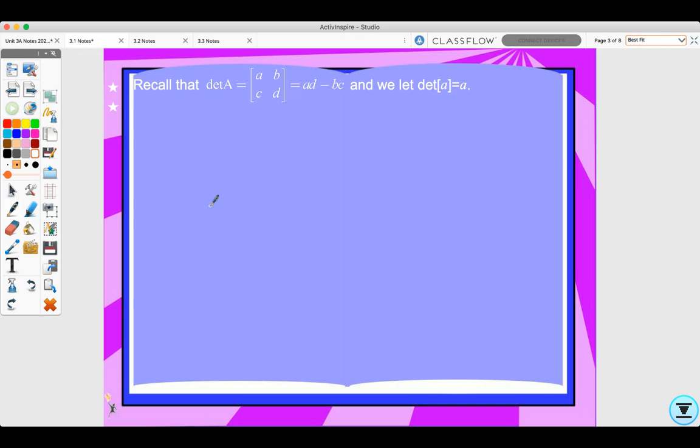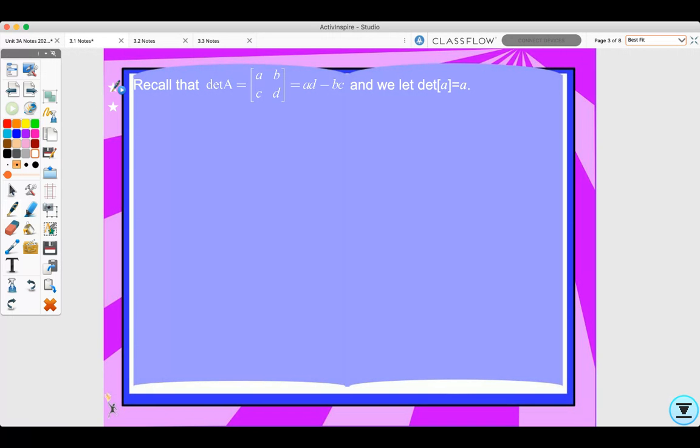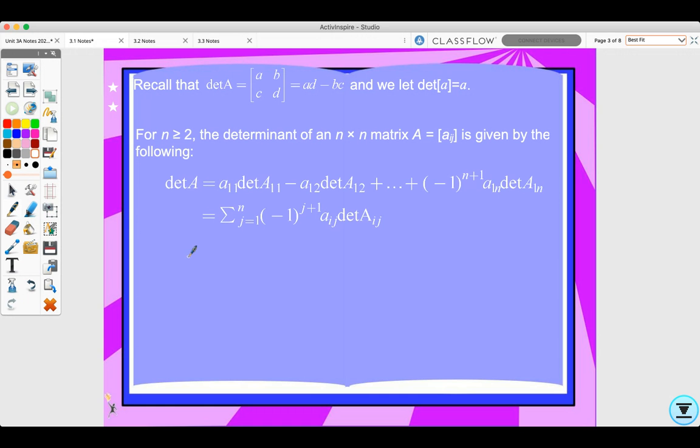Now let's recall that the determinant of the matrix with rows a, b and c, d is ad minus bc, and we let the determinant of [a] equal a. For n greater than or equal to 2, the determinant of an n by n matrix A is given by the following. So to find the determinant, we can take a11 times the determinant of A11 minus a12 times the determinant of A12 plus, all the way to the last one, which would give you the determinant of the entire matrix.